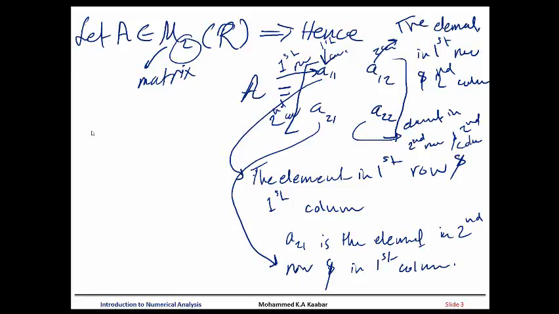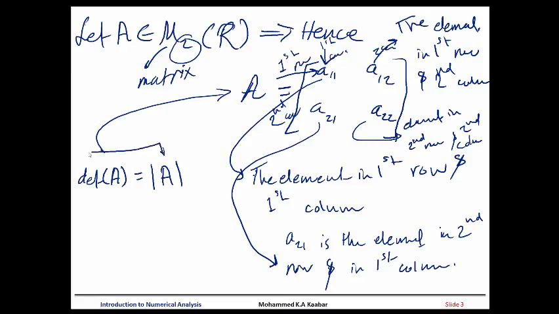Okay, let me now find the determinant of this matrix. If this is a square matrix, now we can find the determinant. The determinant of A can be written as the absolute of A. This is the same, it can be written in either of these two forms. Now the determinant of A equals what? A11, A22, like this one. We multiply.